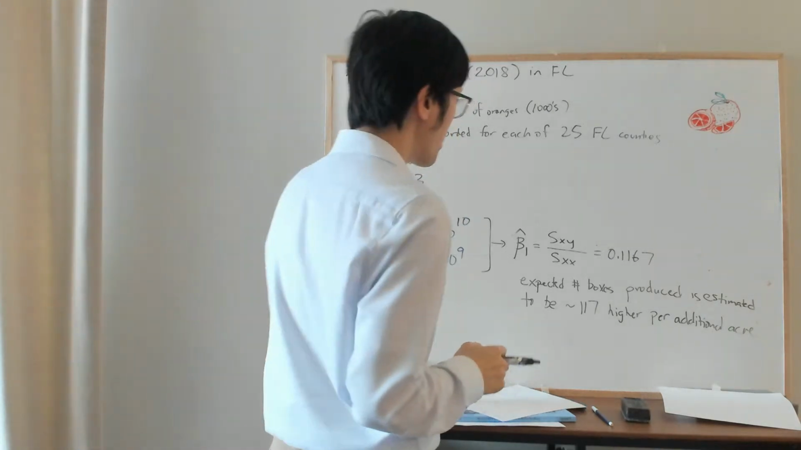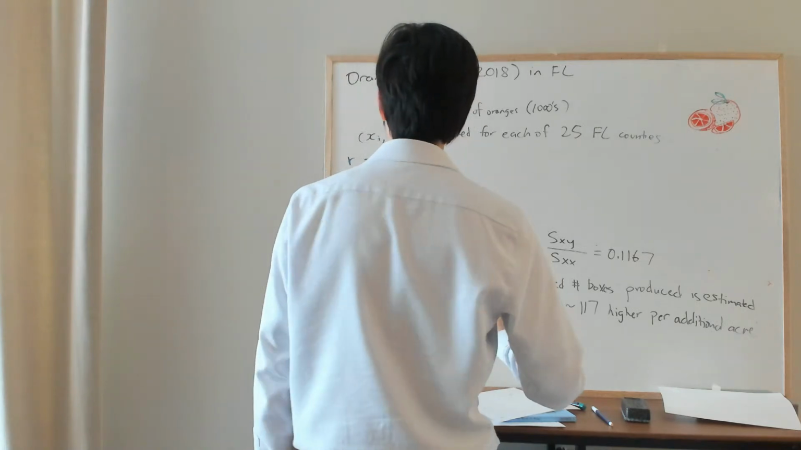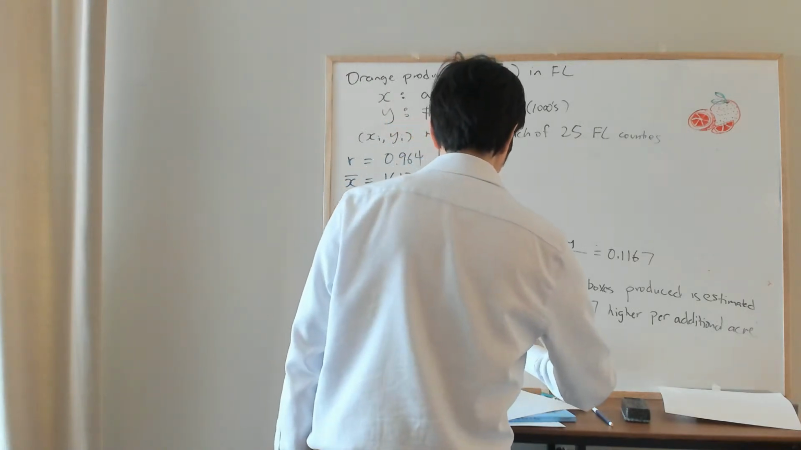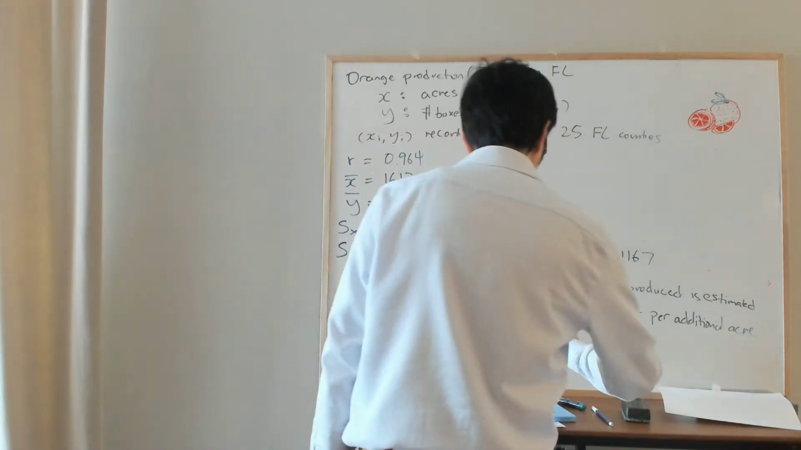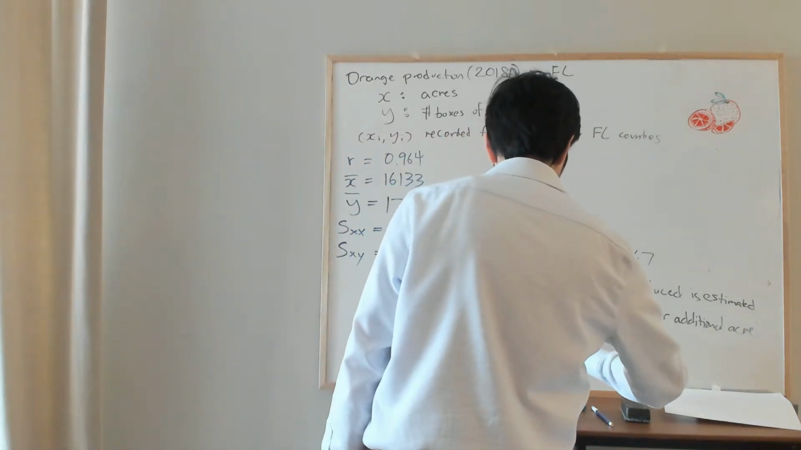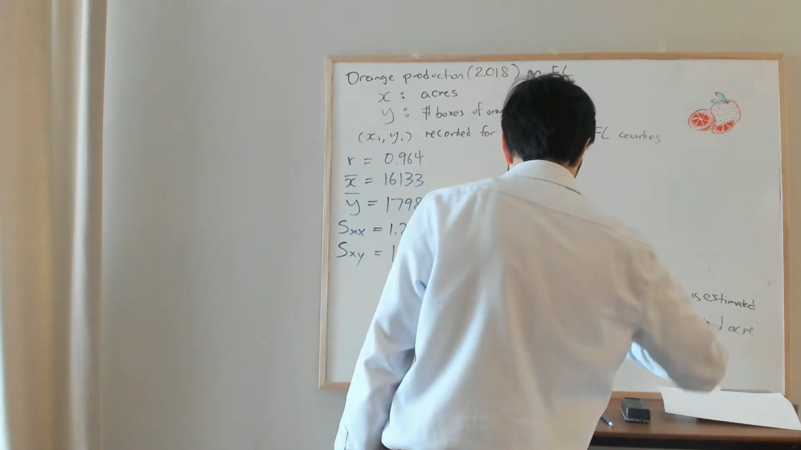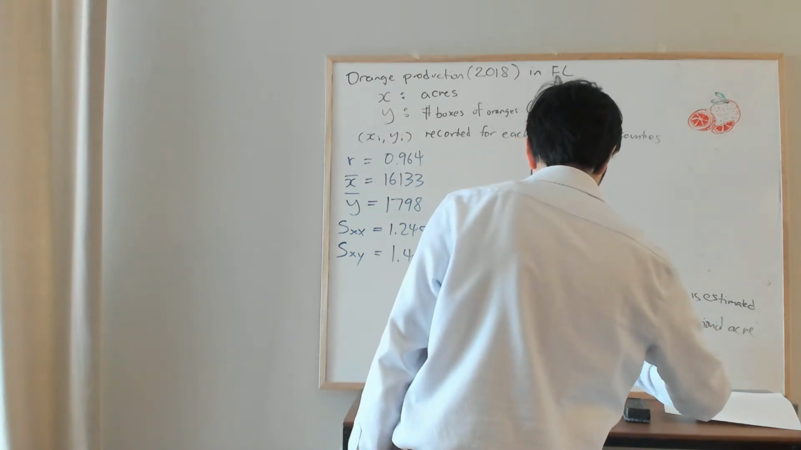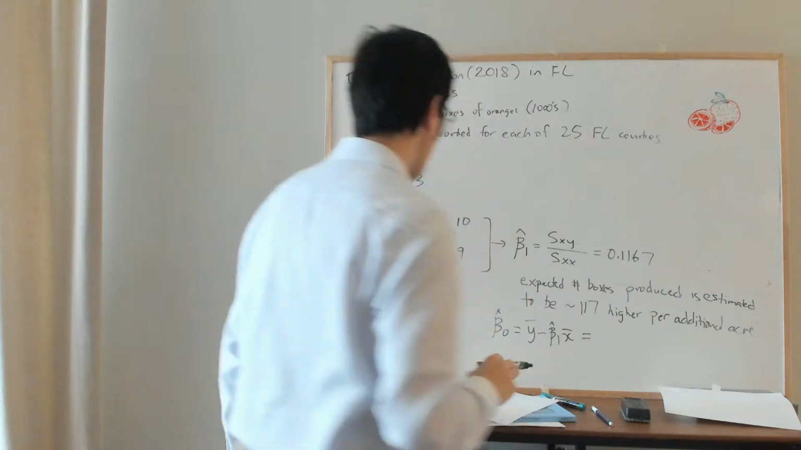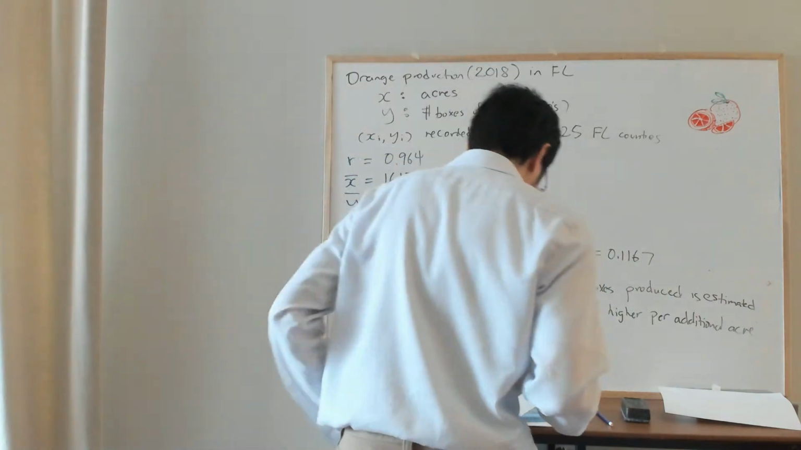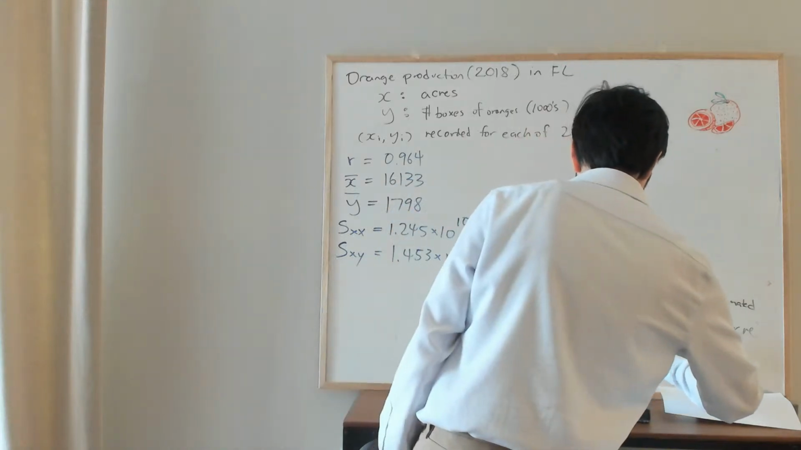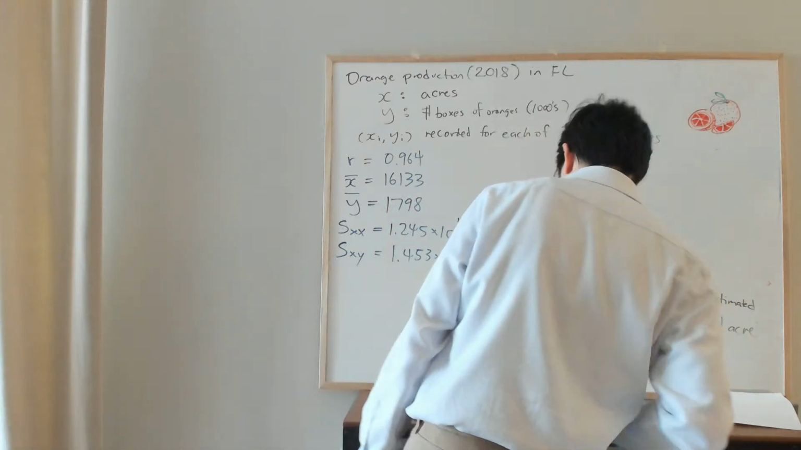Okay, from this data, I can also calculate our estimate of the intercept. So it's beta 0 hat. So according to our formula, that is y bar minus beta 1 hat x bar. Okay, so I have all the summary statistics here. So you plug that in, we get minus 85.3.